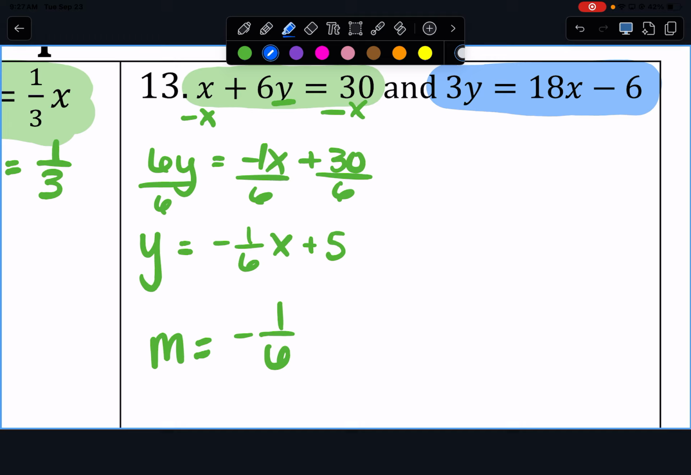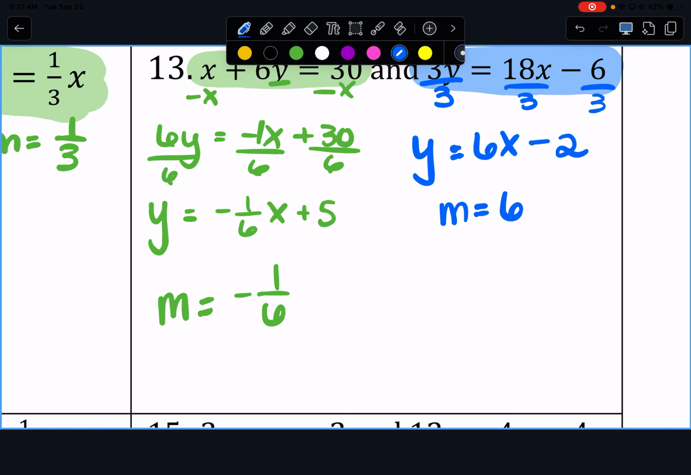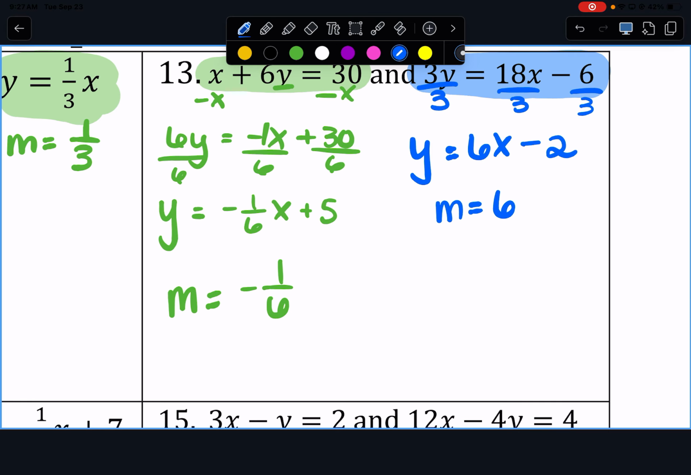Not quite. What do I need to do to get it into slope-intercept form? Divide by 3. The x was already moved, but we still had to deal with the 3y. So we get y equals, what is 18 divided by 3? So we get 6x. Then what is negative 6 divided by 3? What is the slope there? So are those slopes the same, negative reciprocals, or neither? So they will be perpendicular.